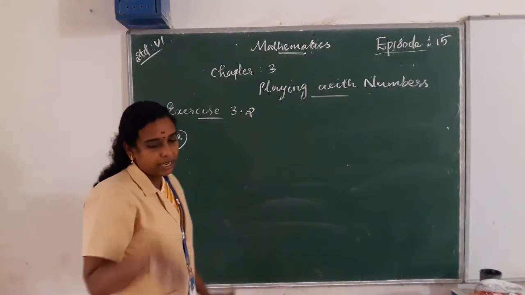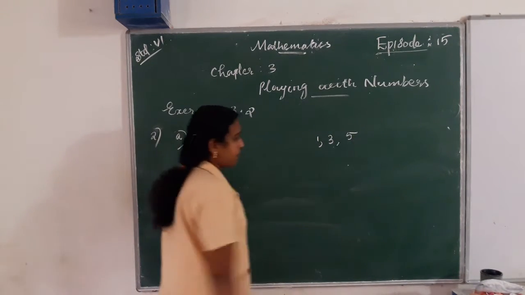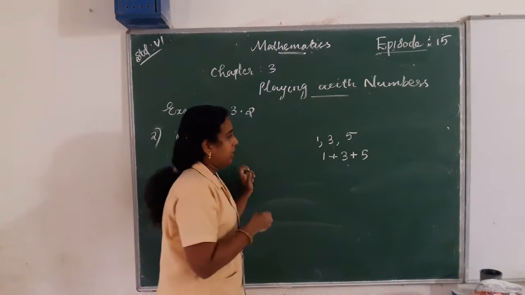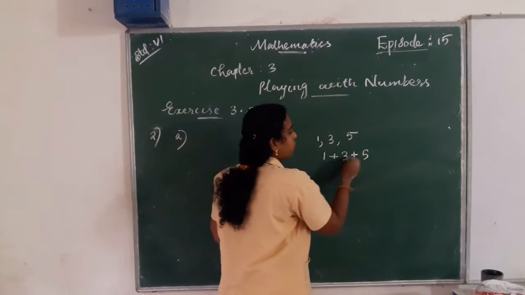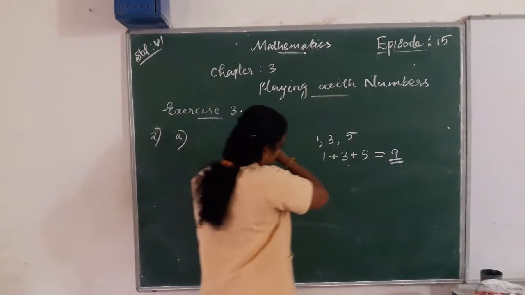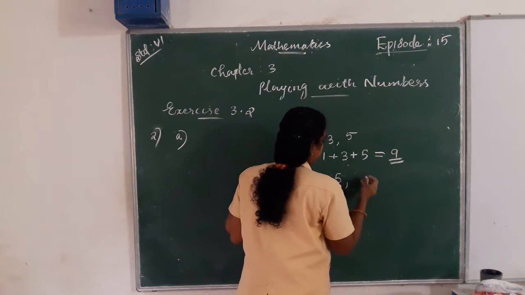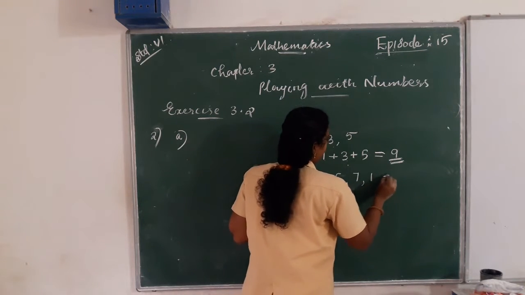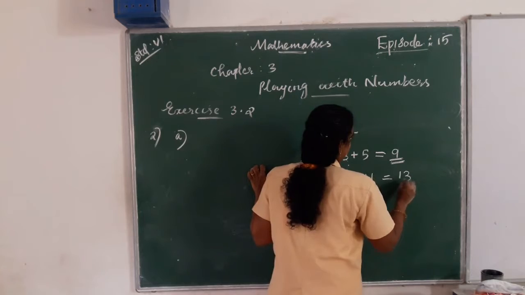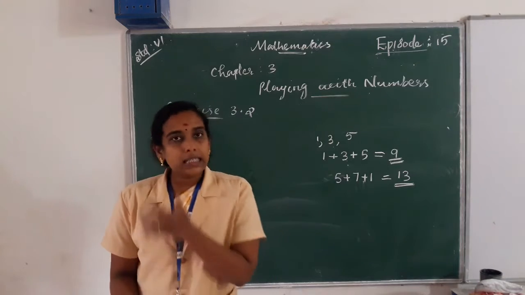If we take any three odd numbers, that is 1, 3 and 5, and add them, 1 plus 3 is 4, and 4 plus 5 is 9. 9 is an odd number. Let us take another example: 5, 7, 1. If we add these three odd numbers, we get 13. 13 is also an odd number. So the statement is false.